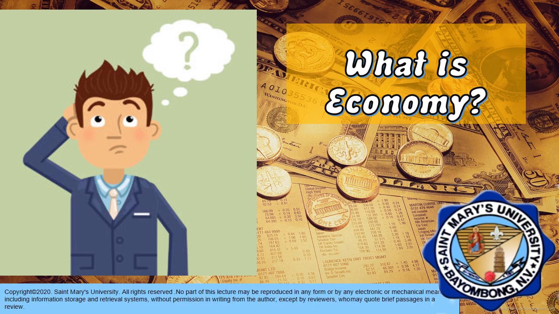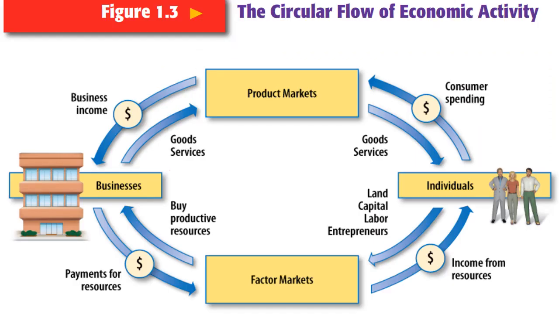In order for us to understand it further, I prepared here a diagram. This figure is called the circular flow of economic activity, and we can see that there is a process going on. We have first to look into the different processes here. We have the business income, the payment for resources, the income from resources, and of course the consumer spending. To explain it in an easy manner, individuals get their money from the business that they are working for. For example, if they are employed in the business, they are paid by means of their salary, and their salary becomes their income from resources.